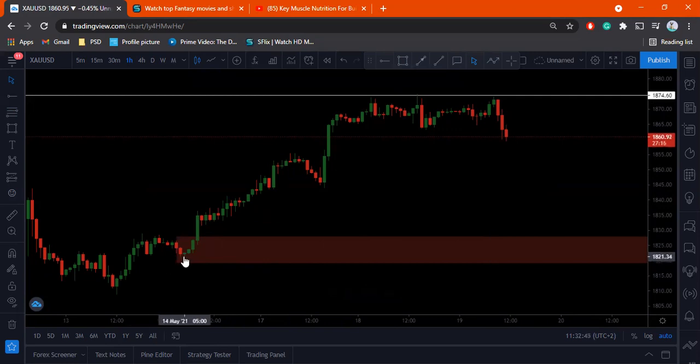But if you want a safe entry, then you want to watch price dip into this area, do whatever it does, because it will dip into this area, then pull back up. When it closes above, especially if it's a 4-hour candlestick, then you know price is ready to continue going higher.